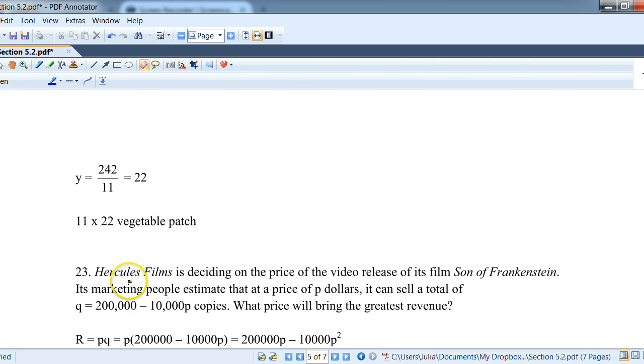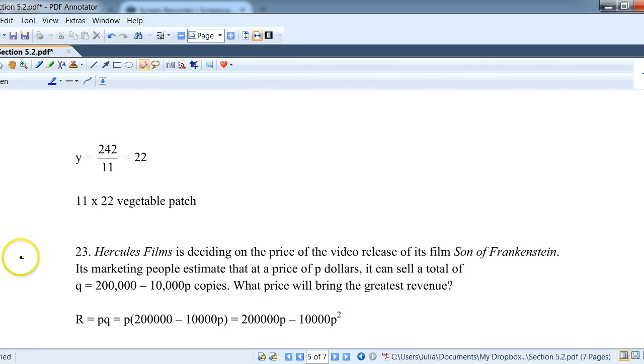Now, what about maximum revenue? We can apply the same idea. What if Hercules Films, for example, is deciding on the price of the video release of the film Son of Frankenstein? Its marketing people estimate that at a price of $P, it can sell a total of 200,000 minus 10,000 P copies. What price will bring in the greatest revenue? Note, you may have to construct the revenue equation first, which is P times Q, price times quantity. So it's P times the Q we plug in, and we get 200,000 P minus 10,000 P squared. I think I had an extra 0 there.